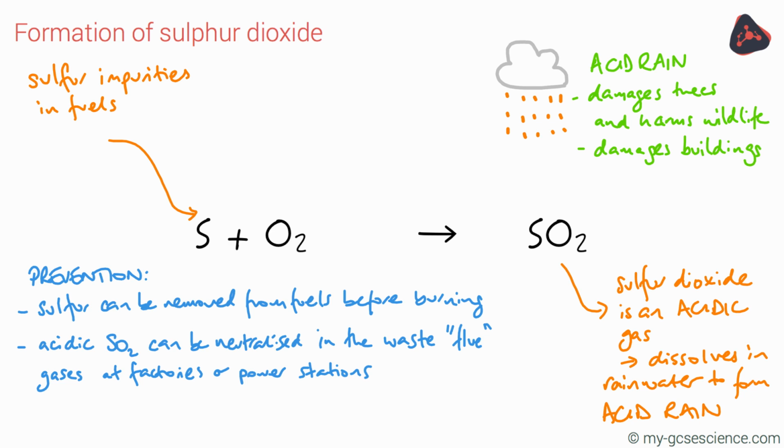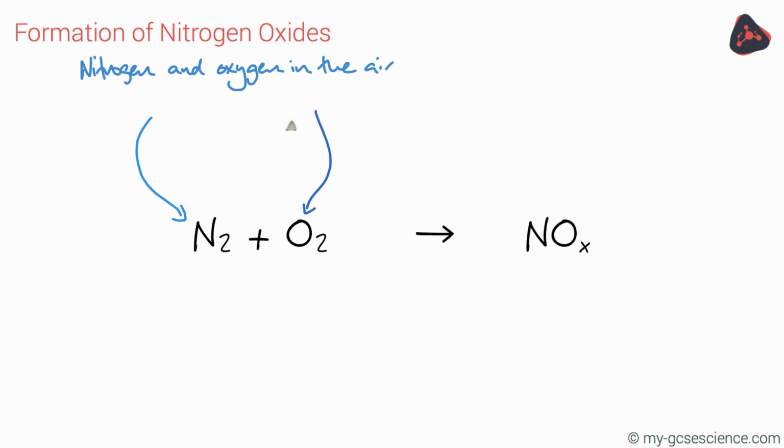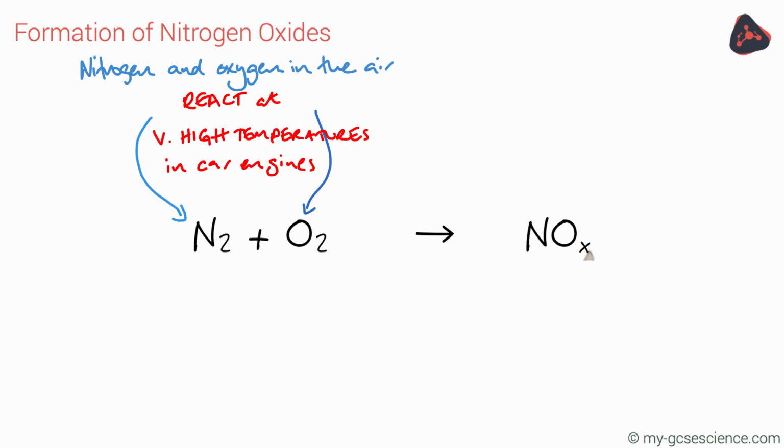The final pollutant that we need to worry about are nitrogen oxides. Nitrogen oxides are formed from nitrogen and oxygen in the air. They don't normally react, as nitrogen is very unreactive. However, in car engines, very high temperatures can often be reached, and this causes the normally unreactive nitrogen to react with the oxygen in the air. The reaction can form a variety of different nitrogen oxides, which is why we show the symbol for nitrogen oxides as NOx, with a small x next to it.